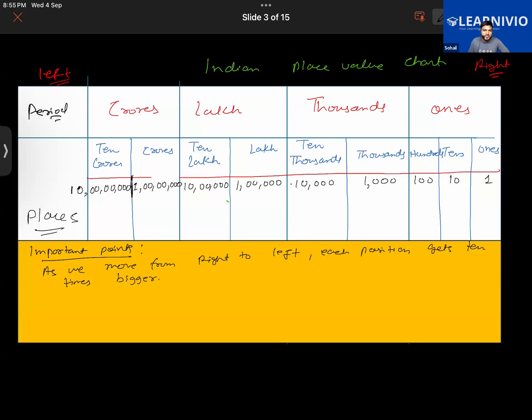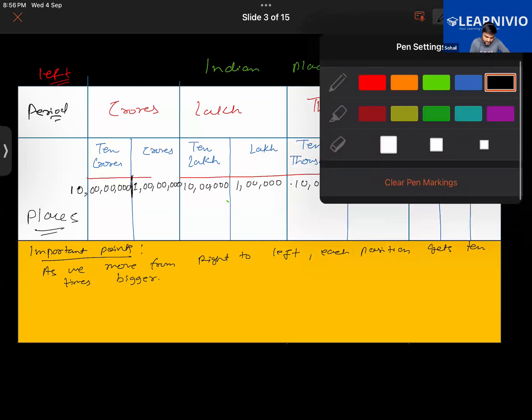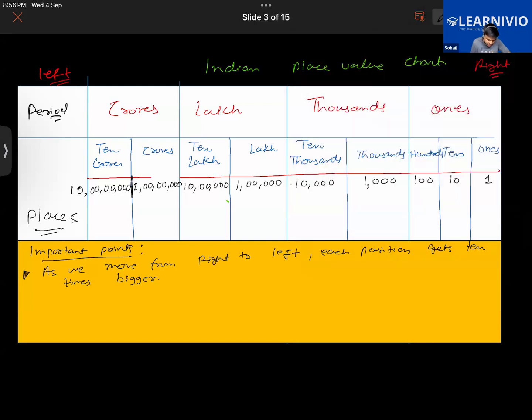Now Sumaya, you also pay attention to the first fact. You can see, tens are 10 times bigger than ones, hundreds are 10 times bigger than tens, and so on. It goes on and on like that. That is the first thing to be noted down here.